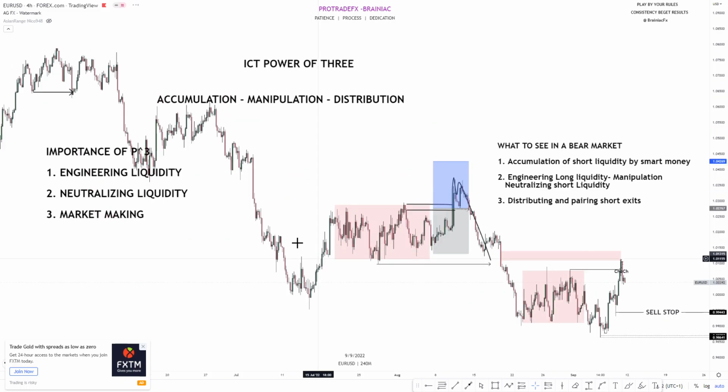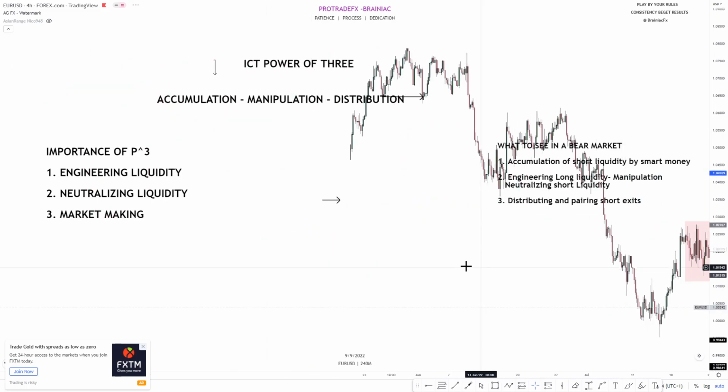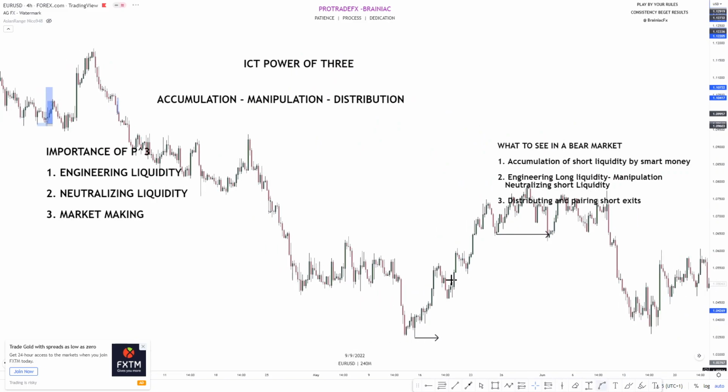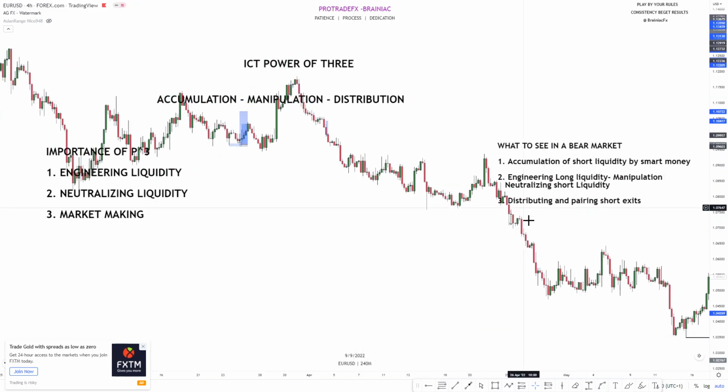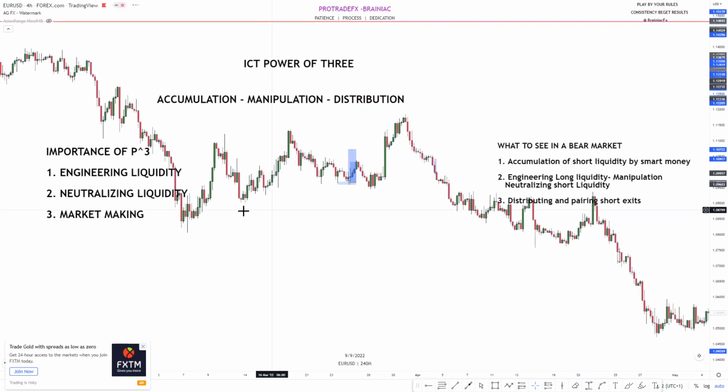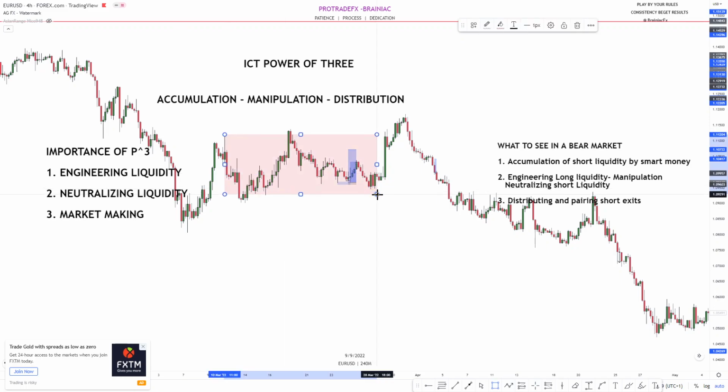Now let's take one more example to finalize that. You can see here as well. Take an example of this, right? You'd see this level as what? Accumulation. Can you see that? What does smart money do? They engineer liquidity to the upside. Now they are able to pair their short positions with the longs from the retail.